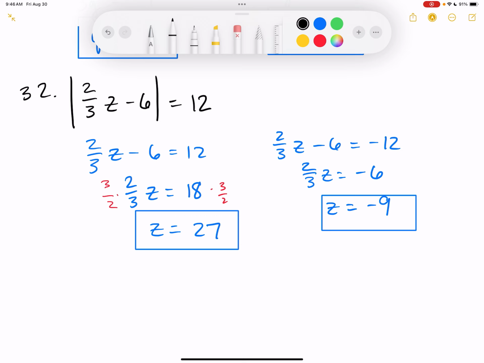Okay, 34. The absolute value of 3x minus 4 equals x.